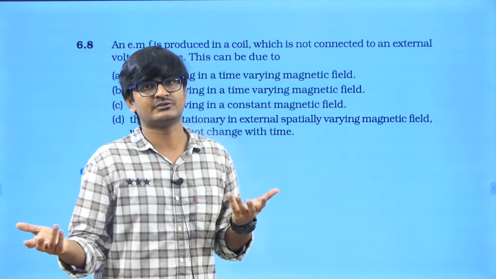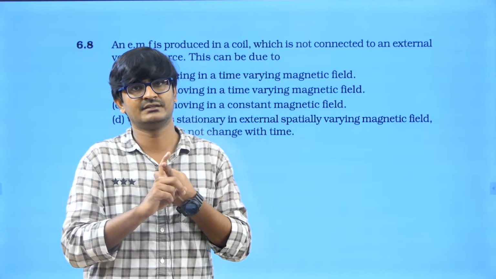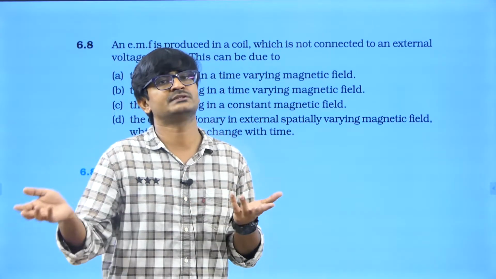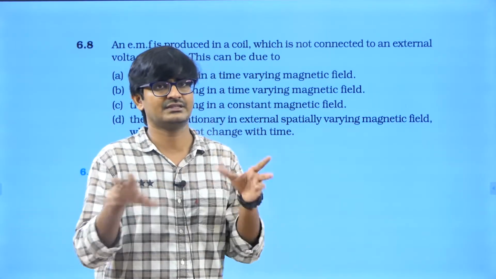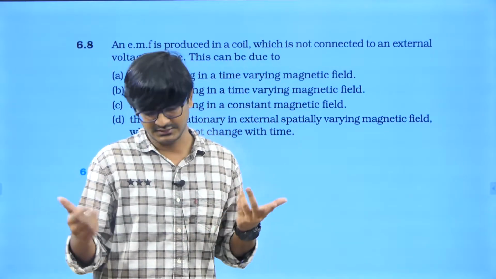Now anyway the loop is not moving. The magnetic field is not varying with time, so there is no induced electric field. The loop is not moving. When the loop is not moving, there is no velocity, so there won't be any motional EMF also, right?